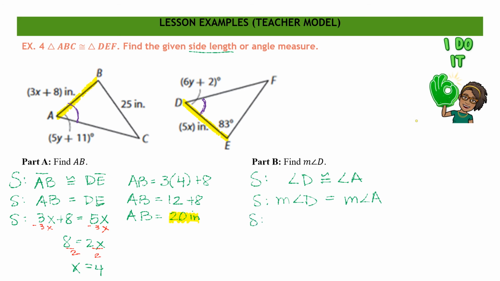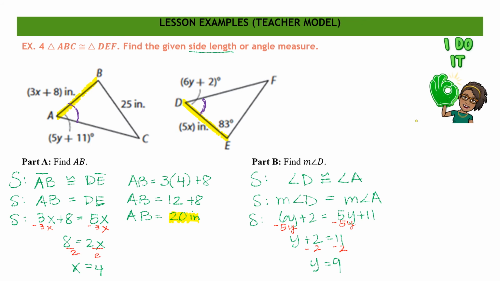So what is the measure of angle D? Well, we see here it is 6y plus 2. And the measure of angle A we see is 5y plus 11. So here now we're just going to go ahead and solve for y. So I subtract 5y from both sides. That leaves me with y plus 2 equals 11. And then I subtract my 2 on both sides. So that leaves me with y equals 9.